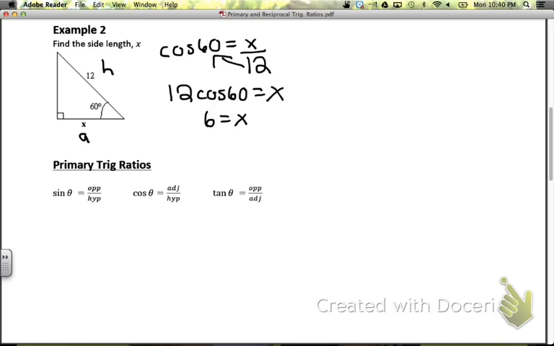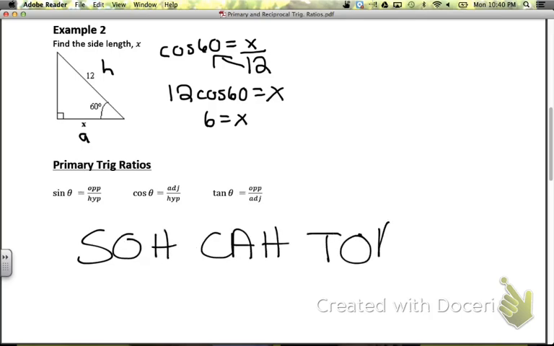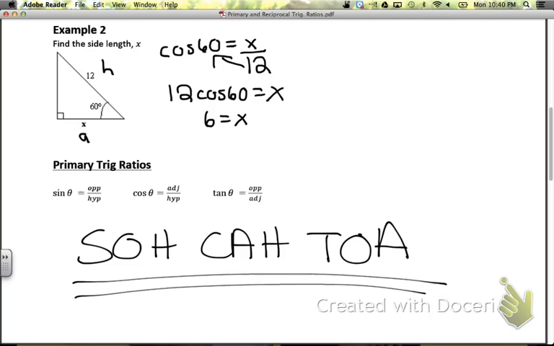Again, just reviewing our primary trig ratios, we have our sine, our cos, and our tan. Sine is equal to our opposite over hypotenuse, cos adjacent over hypotenuse, and tan opposite over adjacent. And the key word, SOHCAHTOA. Okay, always remember this.